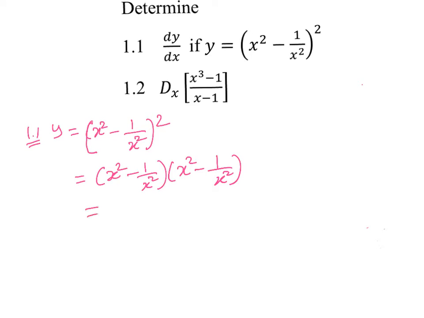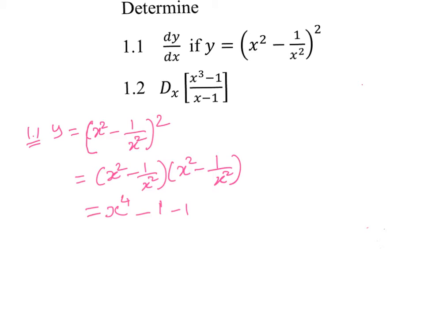Those who can do without writing in two factors can straight away write it, but I'm using this factors form. So x squared and x squared will give me x to the power of 4. x squared times negative 1 over x squared will give me negative 1. Again, negative 1 over x squared times x squared will again give me negative 1.